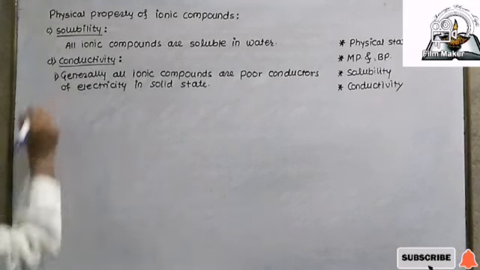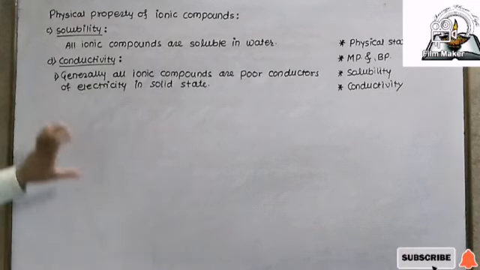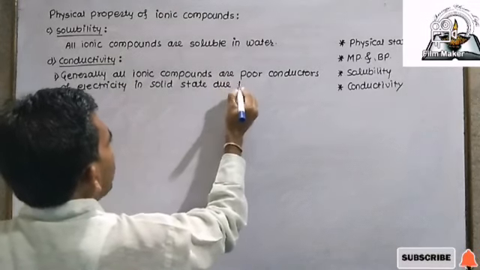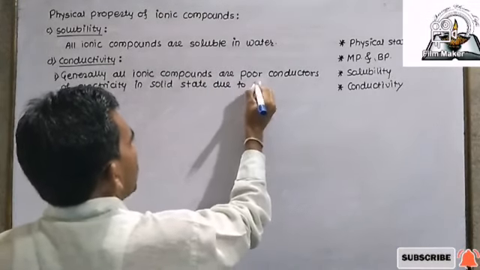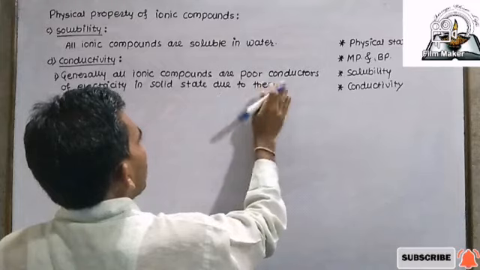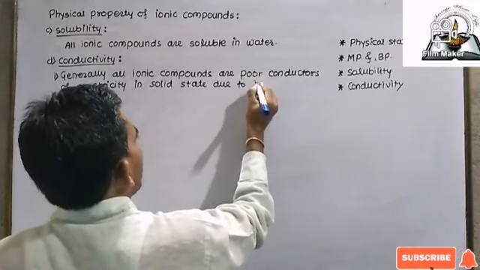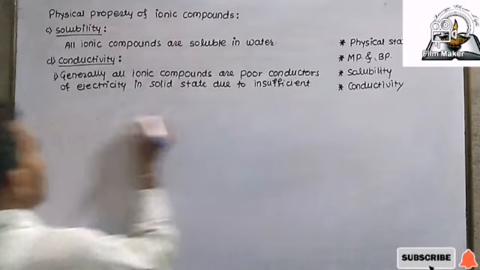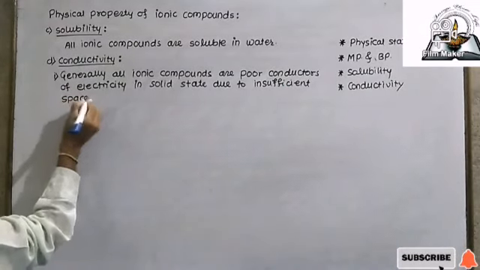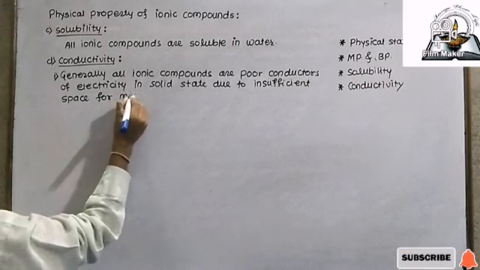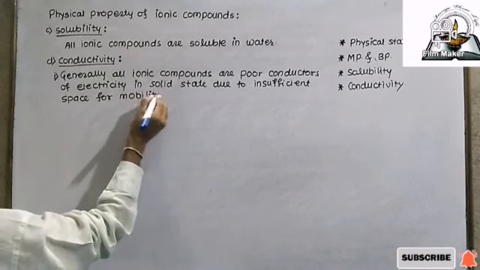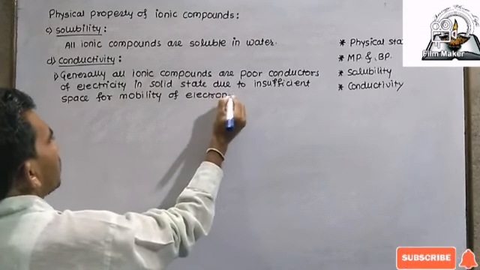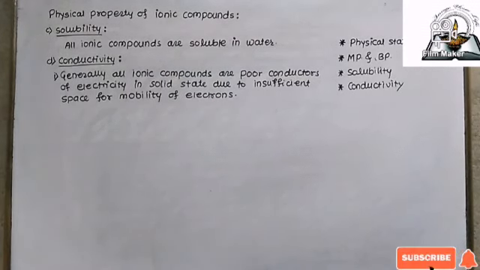So generally, first point, all ionic compounds are poor conductors of electricity in solid state due to insufficient space for mobility of electrons. So इलेक्ट्रॉनच्या मोबिलिटीसाठी जे फ्री स्पेस पाहिजे ती स्पेस त्याच्यामध्ये राहत नाही.